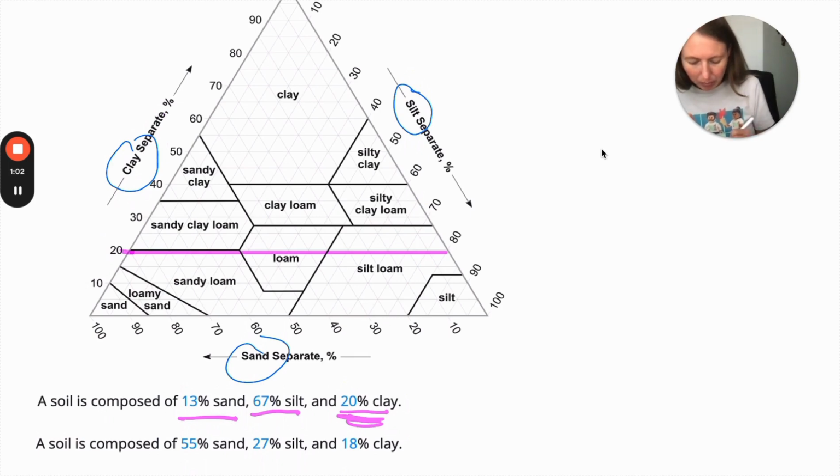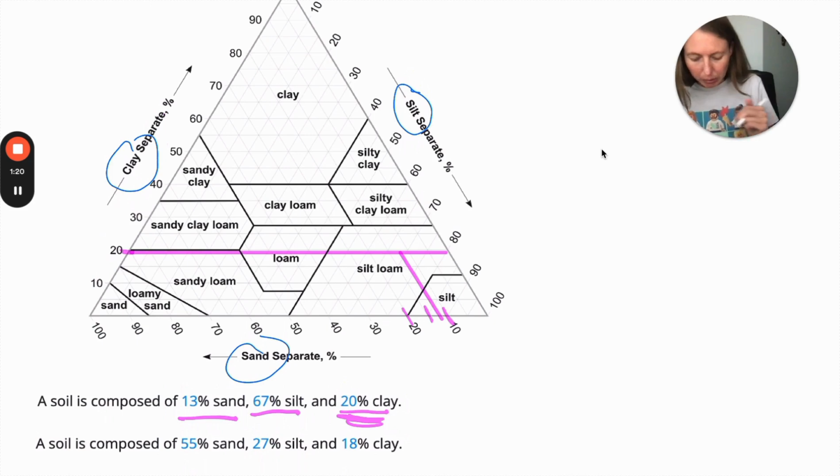Now we have our 13% sand. So the sand is on this axis. There's 20, there's 10, 15 right between them. So 13 is about halfway between those, and you want to draw it at that same angle parallel to those little lines.